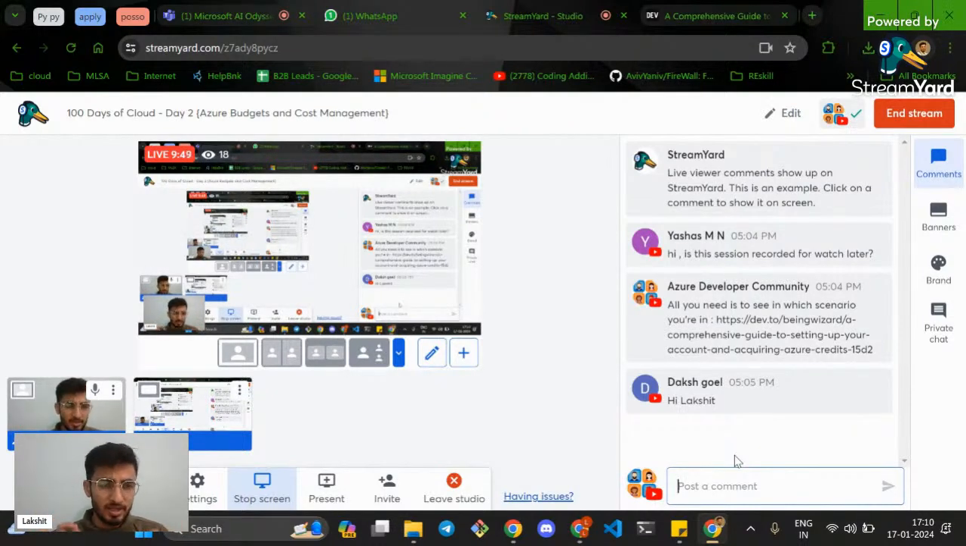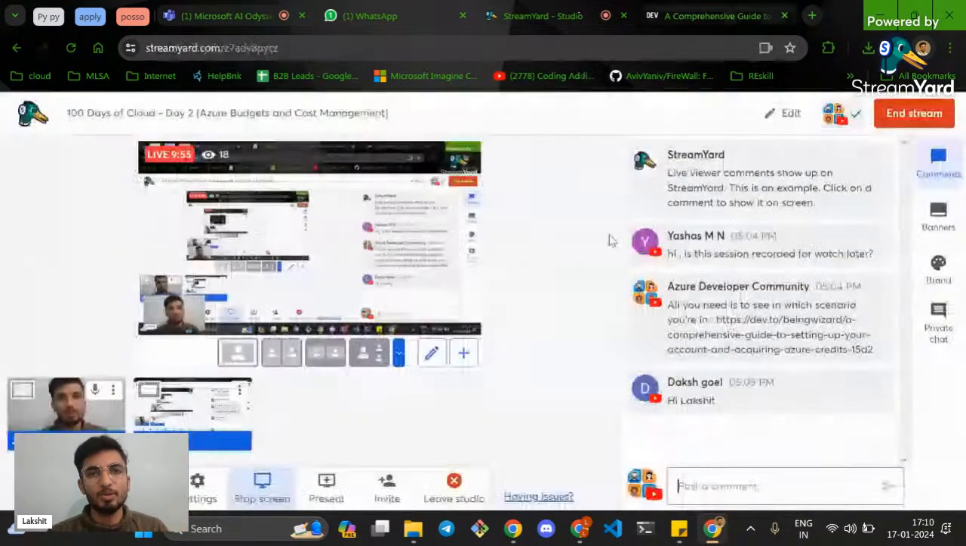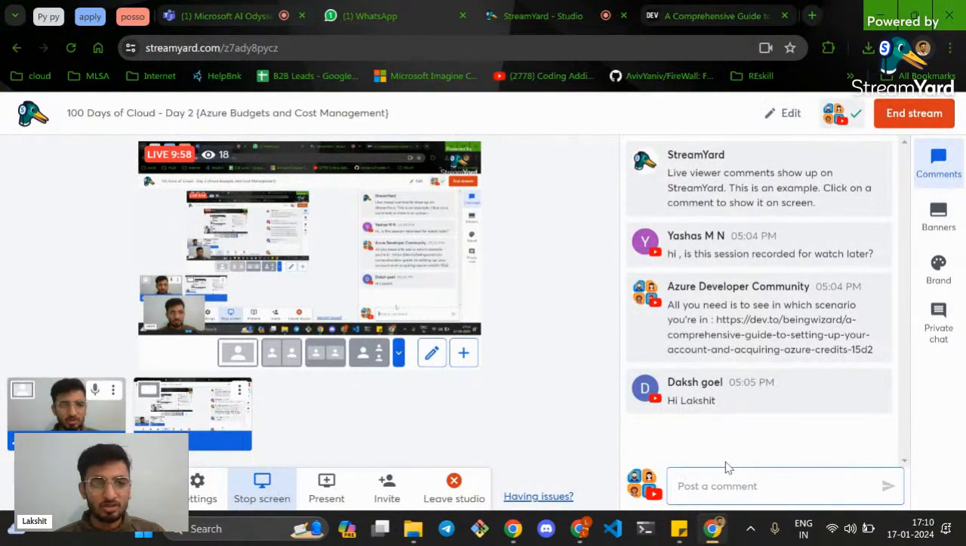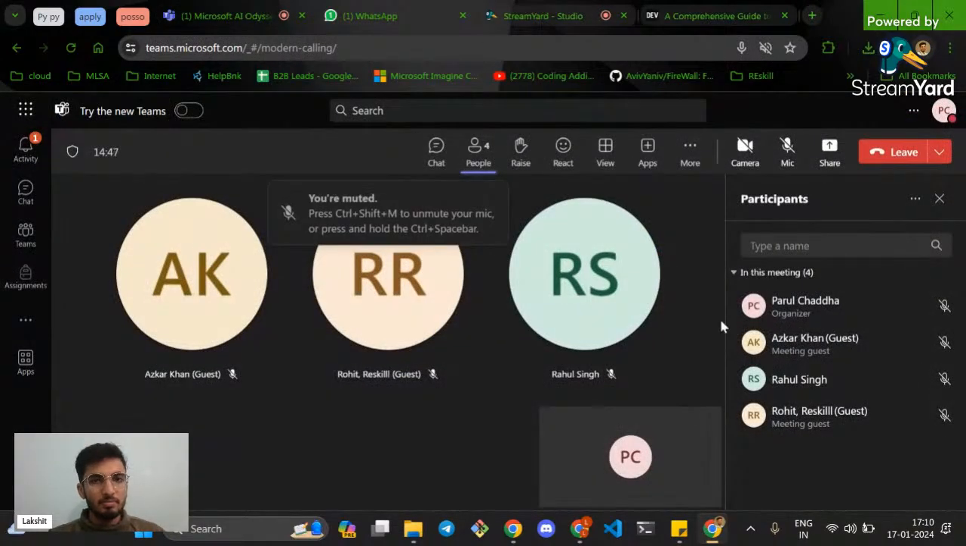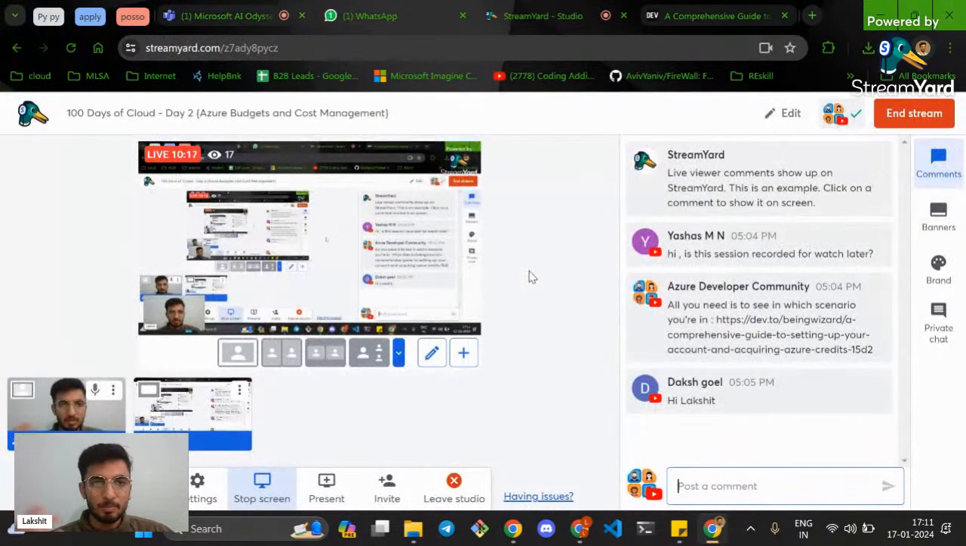If you are a student, you don't have to pay anything. Just go to chat support in the Microsoft Azure portal, Microsoft Learn chat support, and tell them you were trying to learn Azure, you were trying to explore Azure, but you made some mistake there and you didn't know enough about Azure, and you got some bills. They will always compensate you. They are not going to ask you for any money.